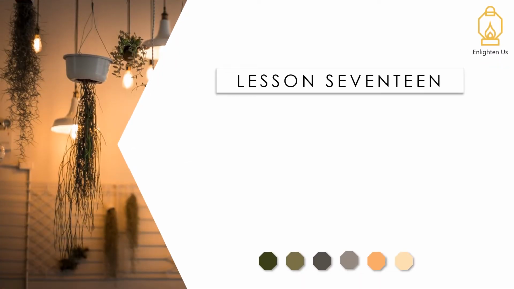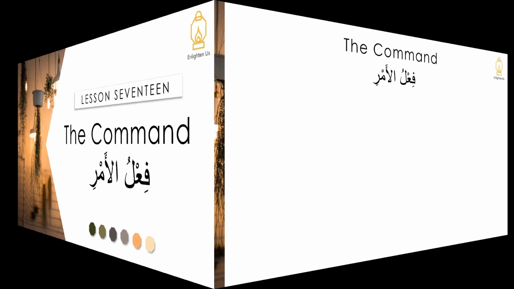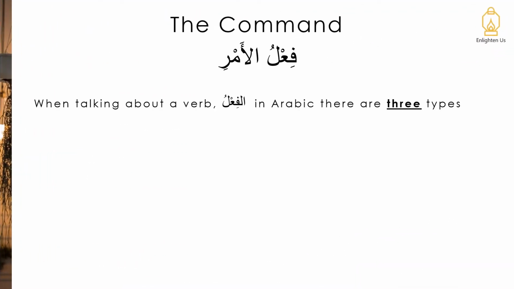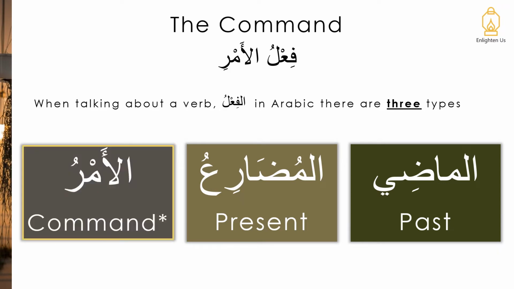Today you are joining us for lesson 17. We're going to be looking at the command, fi'l al-amr. Now in Arabic, when we talk about a fi'l, a verb, there are three types. And we've actually looked at two already: al-Madi, the past tense, and al-Mudari, the present. Today, we're going to be looking at al-Amr, the command.